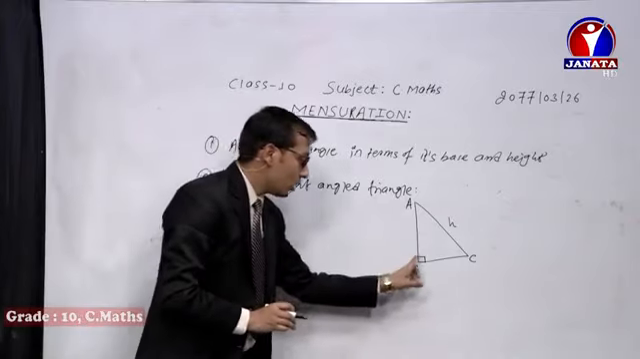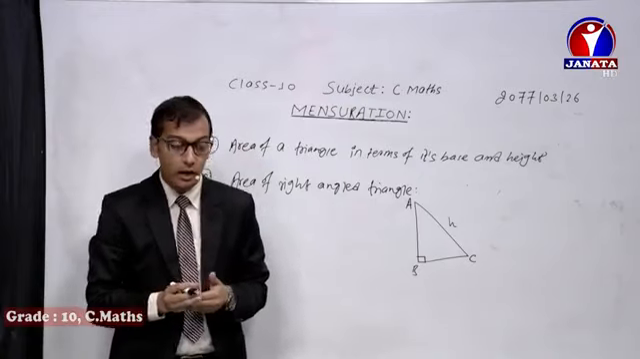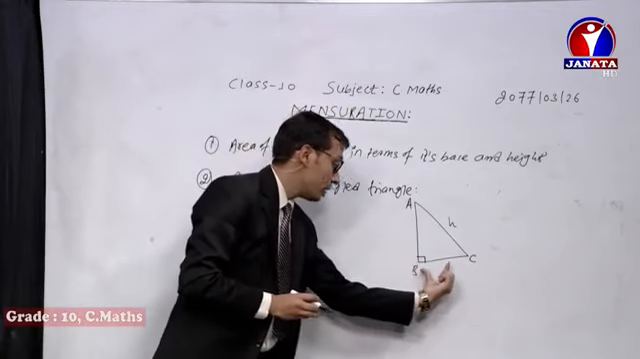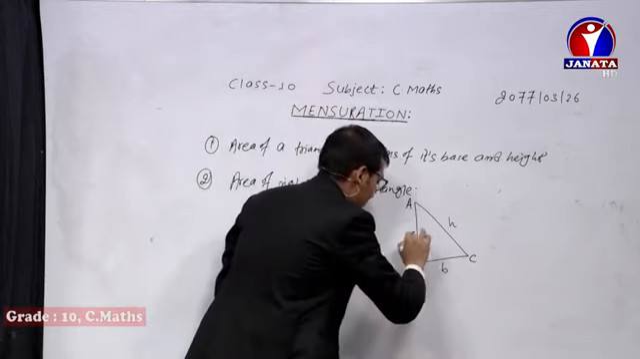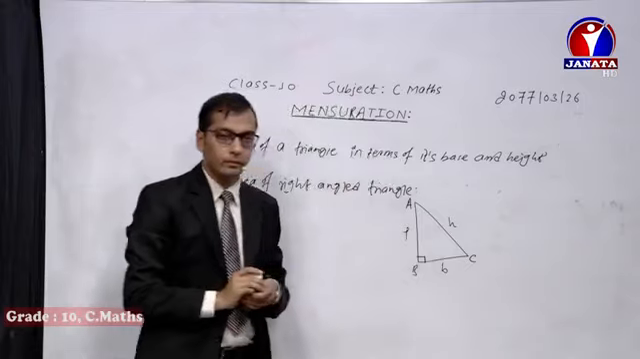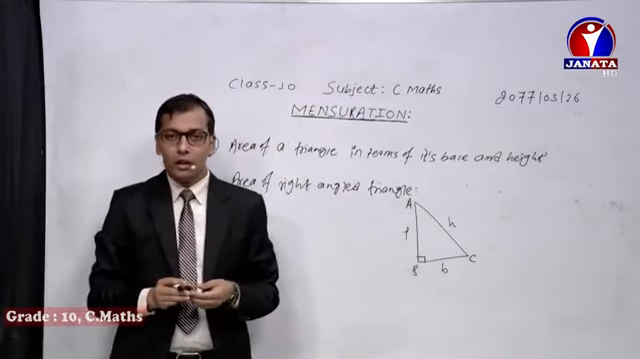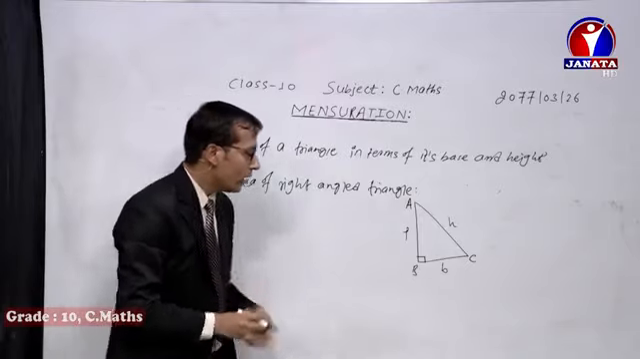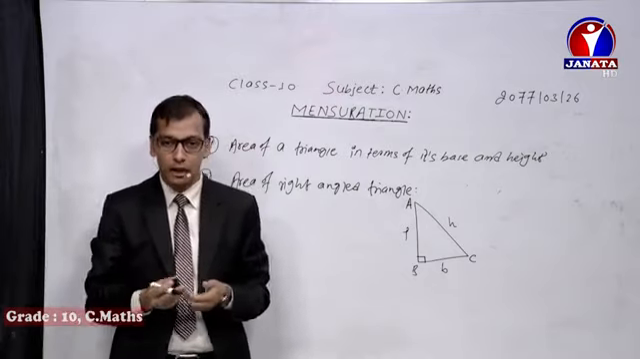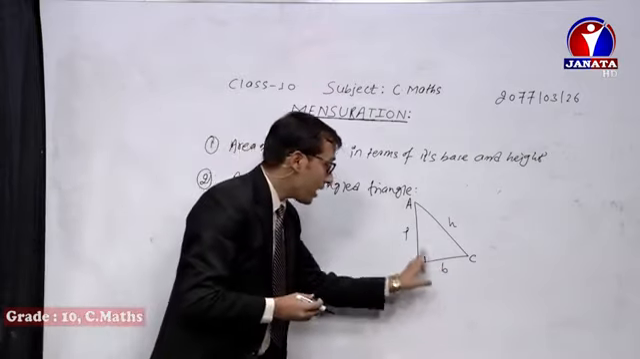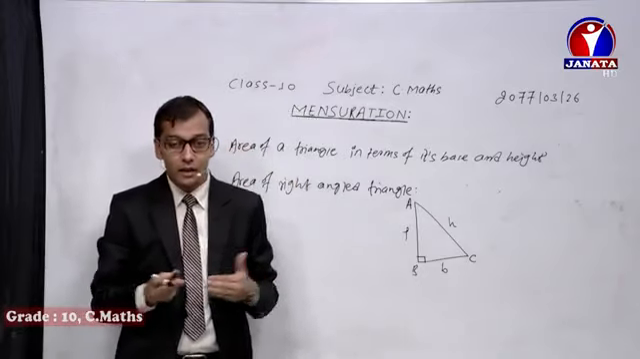And here are two right angle containing sides. What are the two sides containing the 90 degree angle? They are BC and AB. We can denote BC by base and AB by perpendicular. So here are three different sides in a triangle. H is the hypotenuse, the longest side of a right angle triangle. Similarly, base and perpendicular are the two right angle containing sides in a right angle triangle.